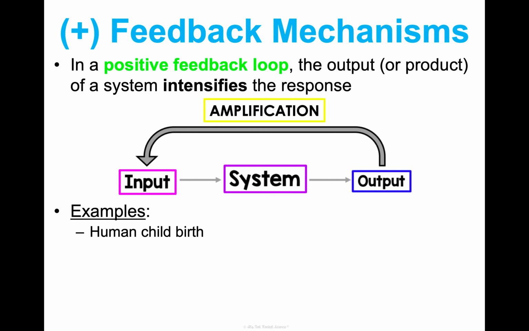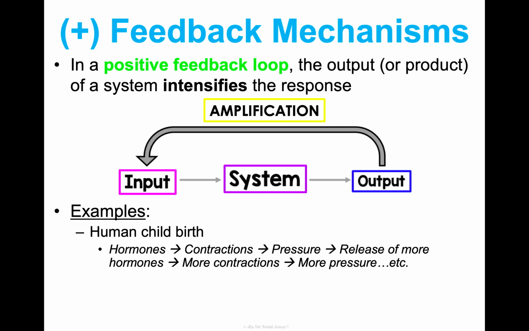So how does that work? Hormones are released that signal contractions, and when contractions are happening, that creates a lot of pressure. That pressure builds and builds and builds, and that signals more hormones. So the output of this pressure is going to cause more hormones to be released. That's going to cause more contractions, which builds more pressure until eventually, of course, the baby is born.